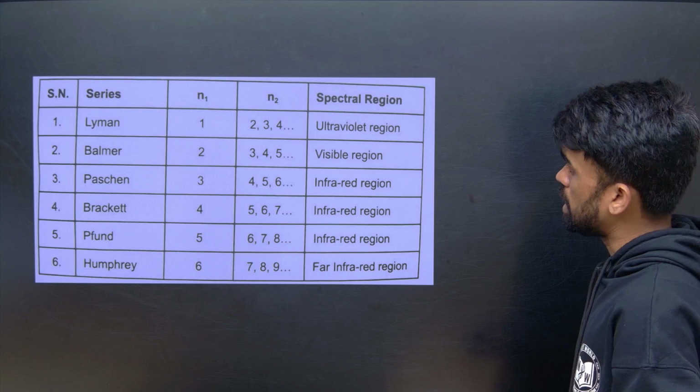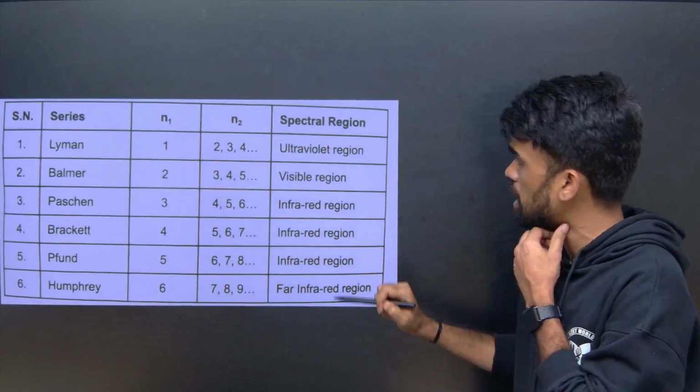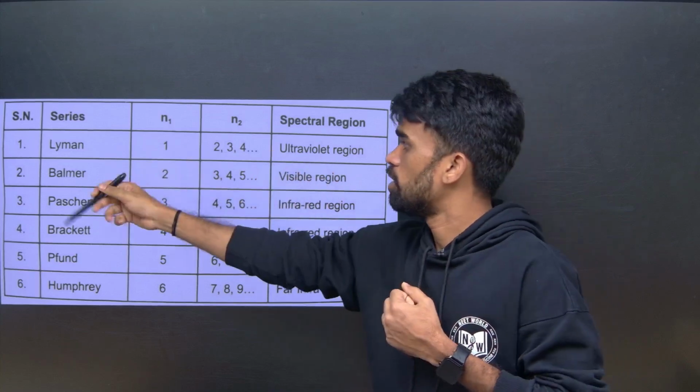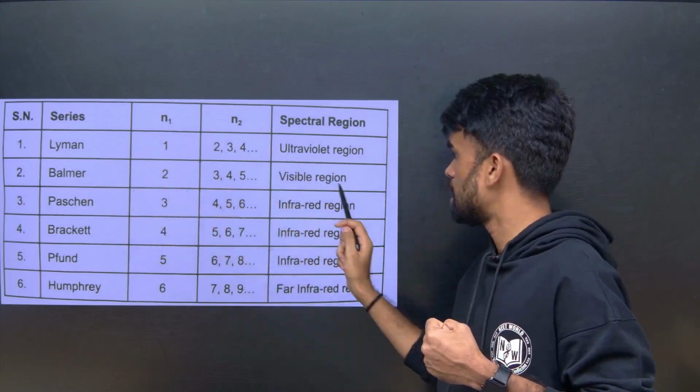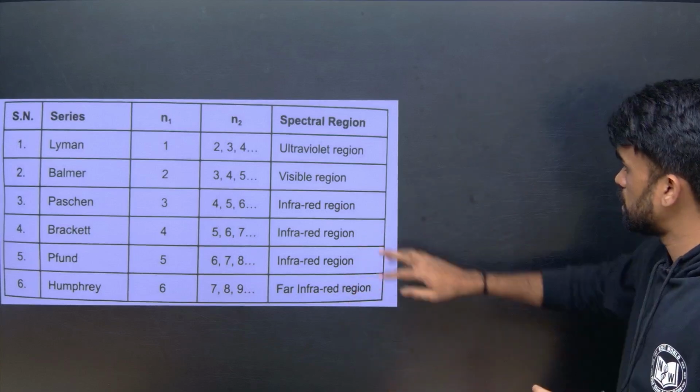Okay, so now what are the spectral regions in which these lines appear? UV, visible, infrared. For Lyman UV, Balmer visible, Paschen infrared, and the others also infrared, you can remember it like this. Okay, so these are important here.